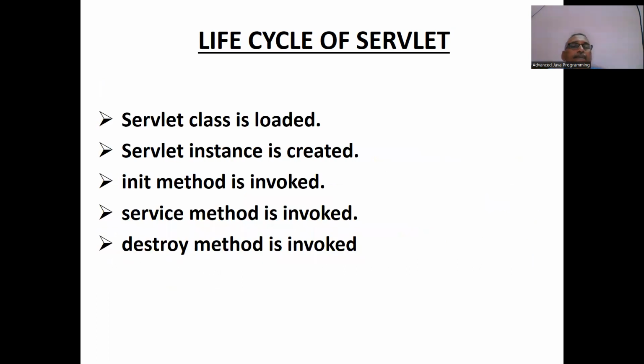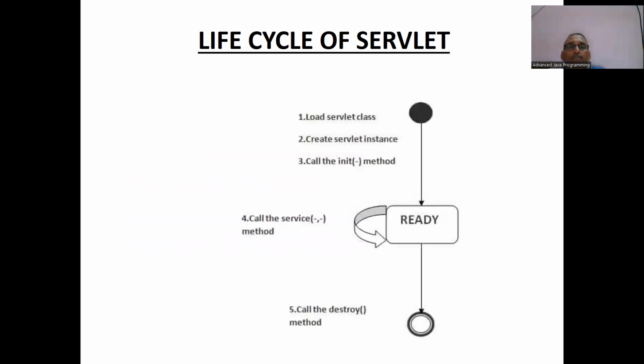Next thing, life cycle of servlet. The web container maintains the life cycle of a servlet instance. Let's see the life cycle of the servlet. First, the servlet class is loaded, the servlet instance is created, the init method is invoked, the service method is invoked, and the destroy method is invoked. This is the dynamic representation of the life cycle of a servlet. Load the servlet class, create the servlet instance, call the init method and call the service method. This is the ready state, and then call the destroy method.